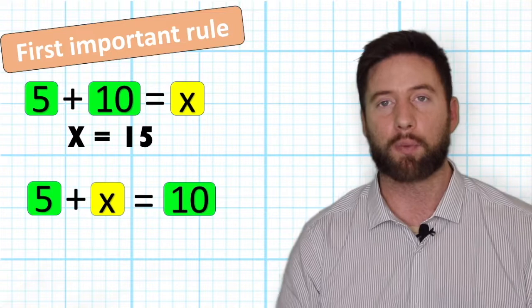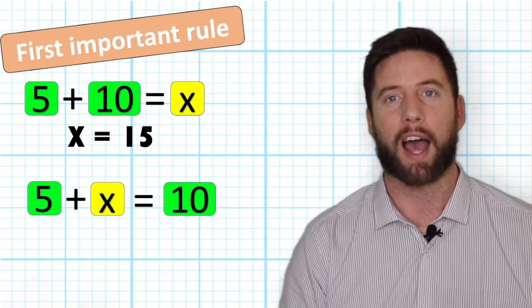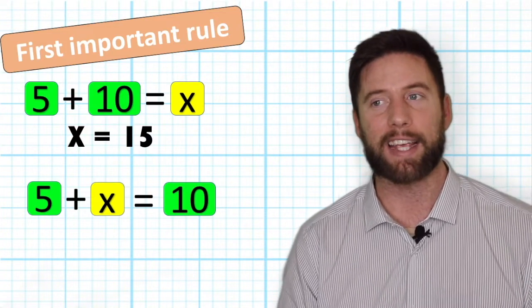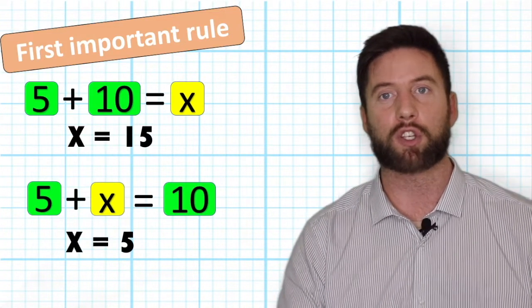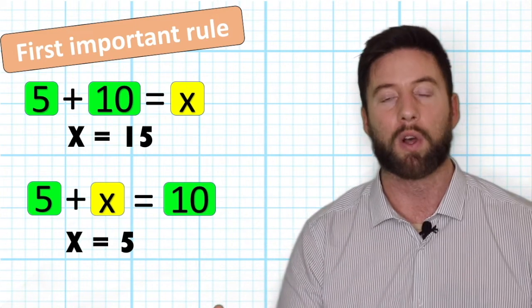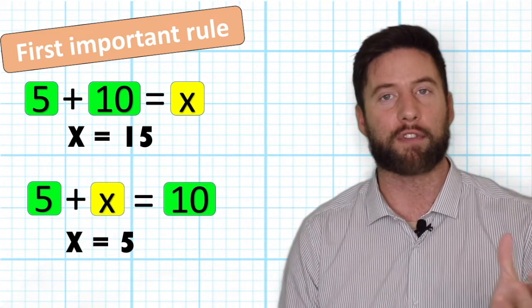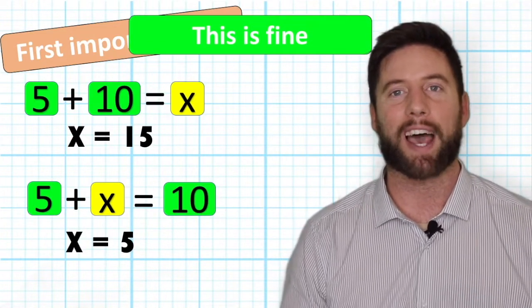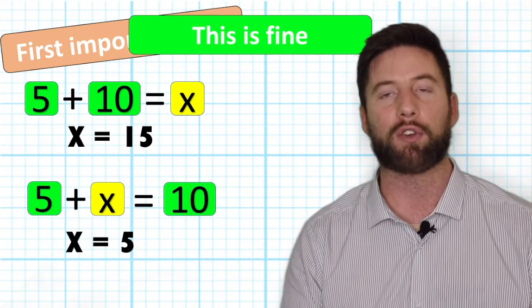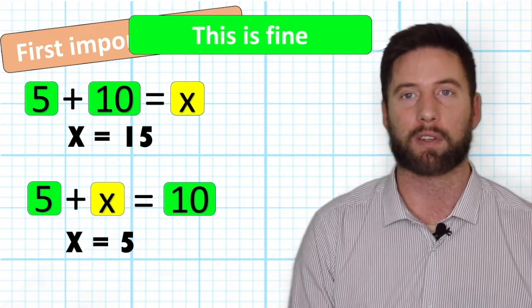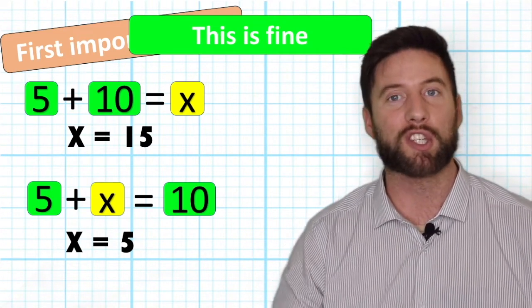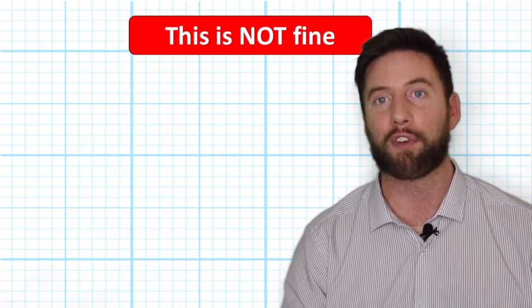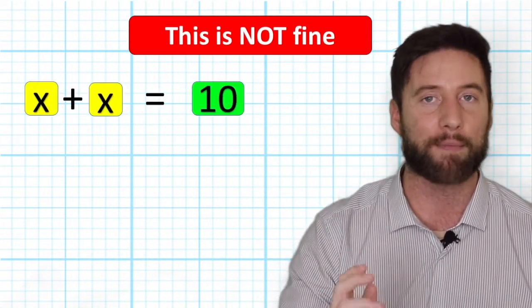For example, if someone asked us to solve 5 add X equals 10, the value of the X in this case is 5. Because in order for the two sides of this equation to be equal, 5 would have to add to another 5 to equal 10. So X or any other symbol can stand for different unknown values in different problems. That's fine. But what is not fine is letters cannot stand for different values in the same problem.